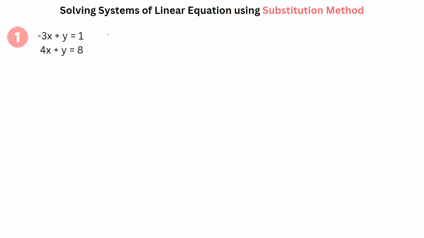Okay, I'll just rewrite. So we have here negative 3x plus y equals 1. Again, either of the two equations you can select. And then once you select one, you have to separate one variable. We can separate either x or y. And in this equation, I know for sure that the one easier to separate is actually the variable y.